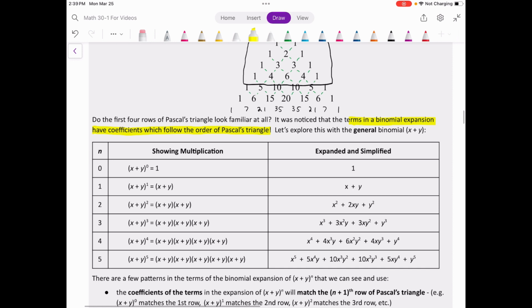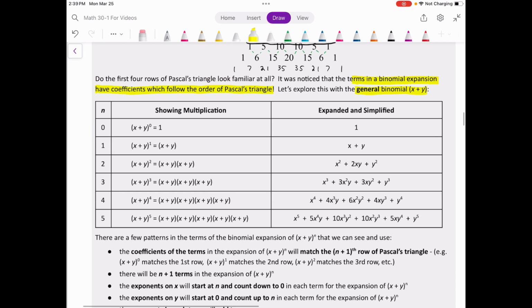So we're going to explore this a bit, but we're going to switch from doing a specific binomial like we were doing up there with x plus 1 to just a general binomial, x plus y, where x and y are just two unlike terms. Could be anything. Okay, and again though, if we do x plus y to the power of 0 equals 1, we get 1, right? X plus y to the power of 1 is x plus y. Look at the coefficients though, 1x plus 1y, right?